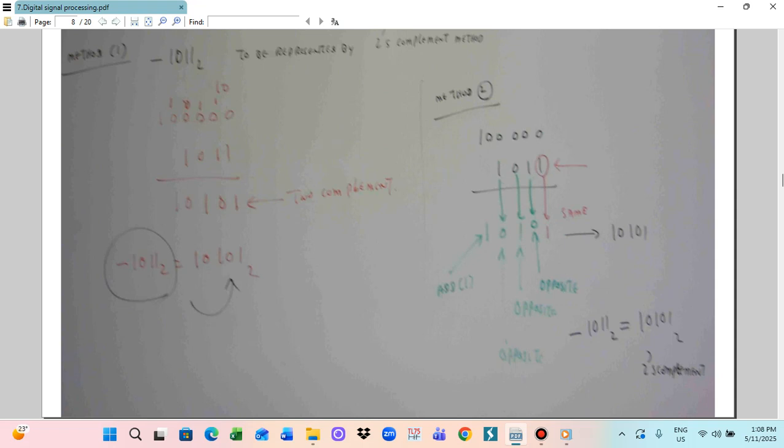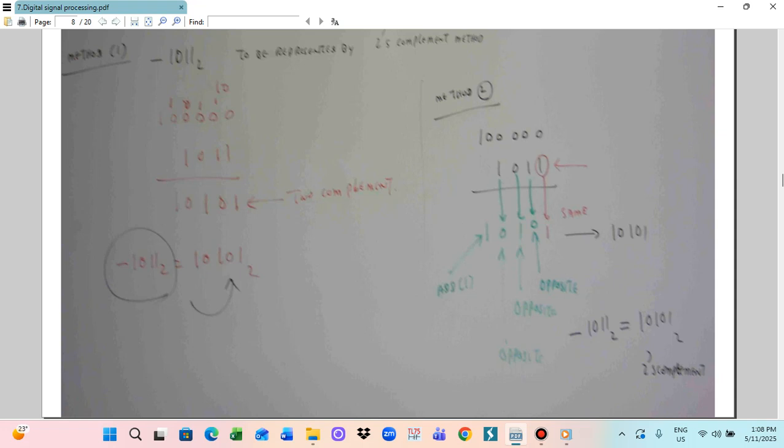And similarly, you also need to find the two's complement representation of 1 0 1 0. So this is two's complement. What you do is write 1 0 1 0.